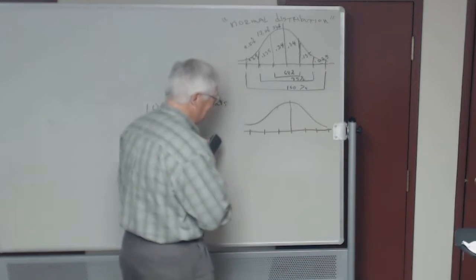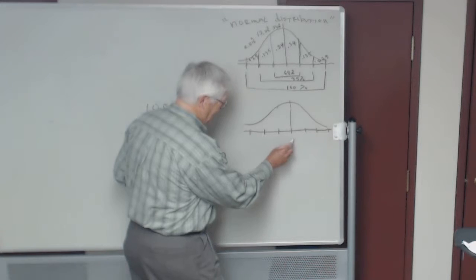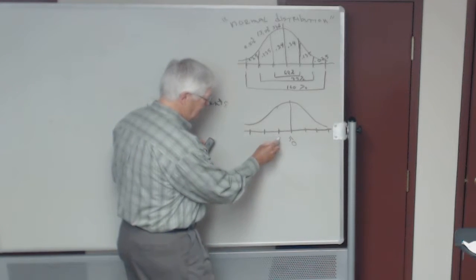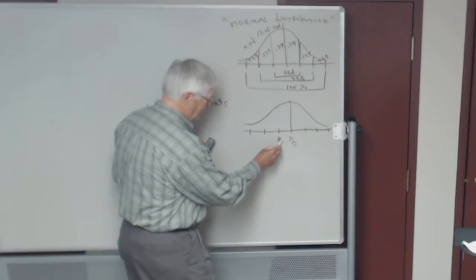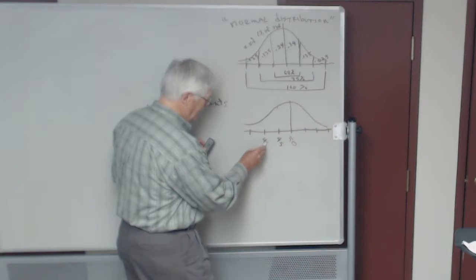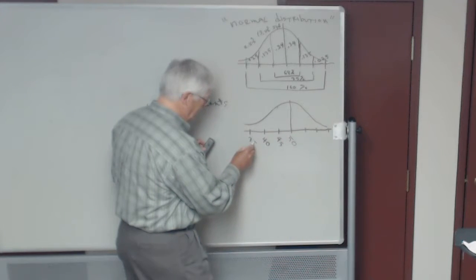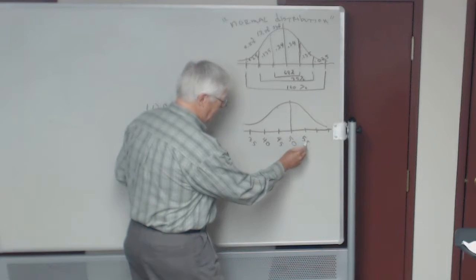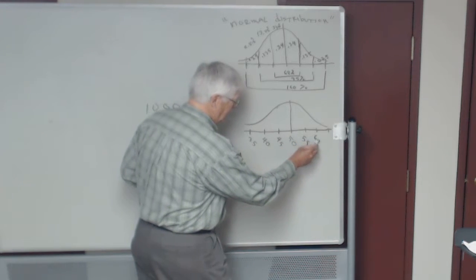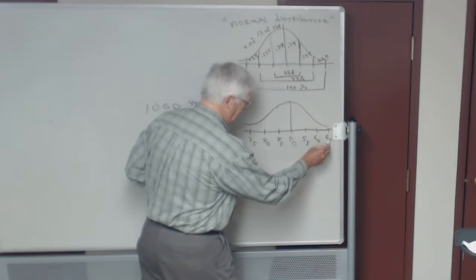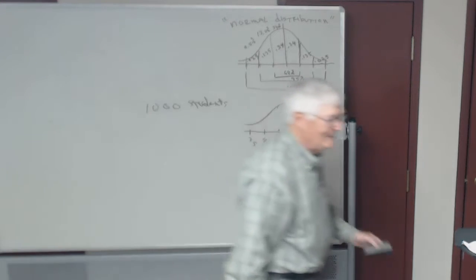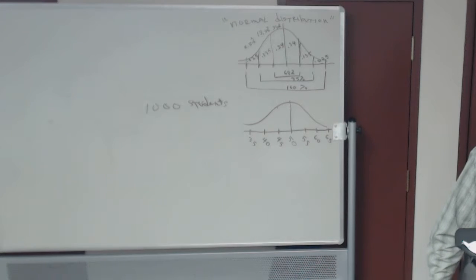So I look for the mean, which is what? 50. And what's the standard deviation? 5. So this is 45, 40, and 35, and this is 55, 60, and 65. Oh, the z-score. And now I'm ready to go to work. Now I'm ready to look at the questions.